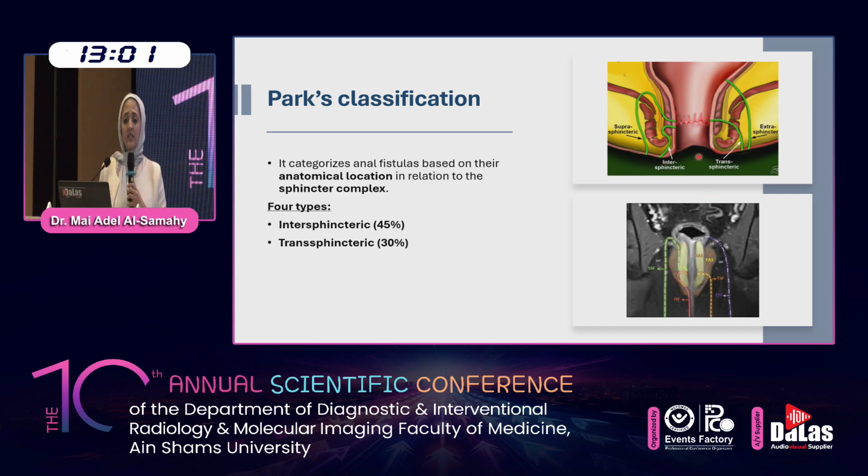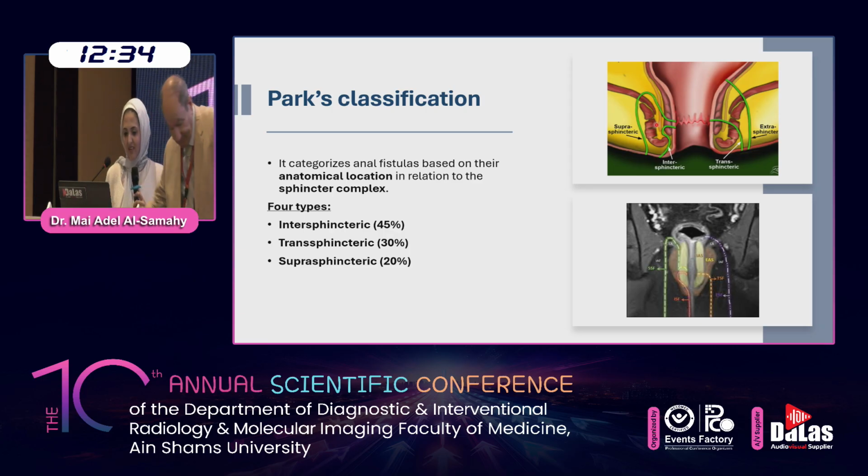Second is the transsphincteric fistula. The transsphincteric fistula pierces both sphincters, the internal and external anal sphincter, then ends in the skin of the perianal region. The suprasphincteric is a special type of fistula which pierces the internal anal sphincter and travels in the intersphincteric space, and then pierces the levator ani, courses caudally down in the ischiorectal fossa fat, and opens within the skin of the perianal region.